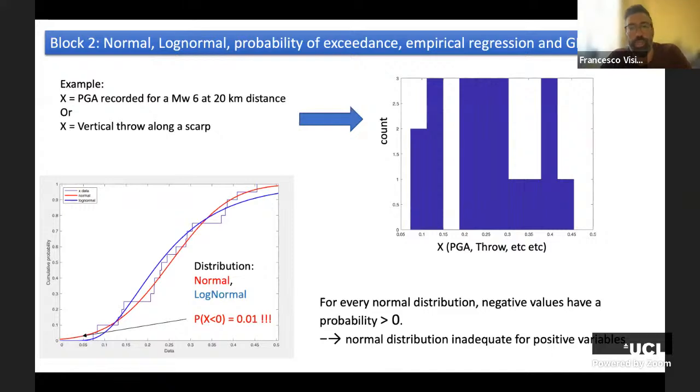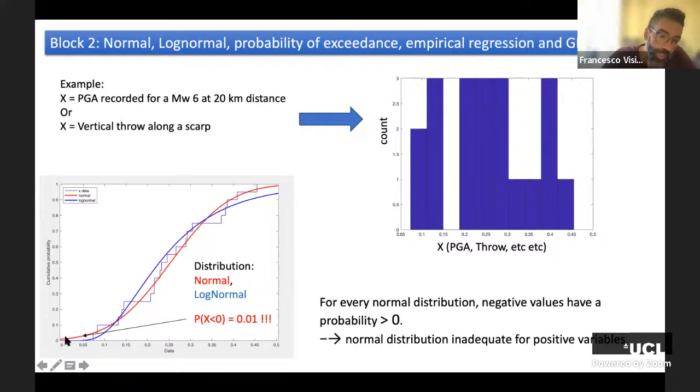For example, if we have recorded PGA for a magnitude 6 at a given distance, or we have measured the throw along a scarp, we have all positive numbers. So in the histogram on the right, we have all the values we have collected. If we build the cumulative distribution, the cumulative mass function, and we try to fit this with a normal and with a log normal distribution, a normal with the red and a log normal with the blue, we can say, okay, there are not so many differences here. But what is important is if we go to see what happens very close to zero.